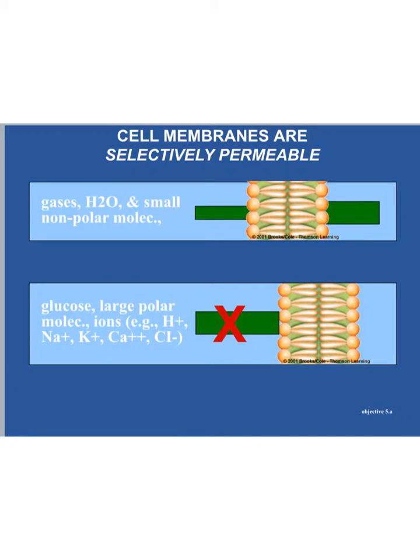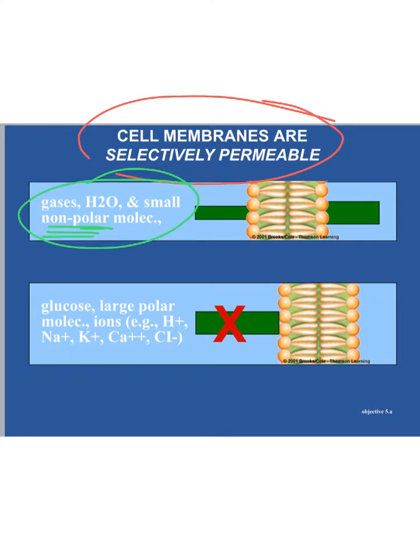Okay, so the cell membrane, remember, controls what comes into and what goes out of the cell, and it is what we call selectively permeable. That means it allows some things to easily pass through the membrane and other things not so easily. So things like gases, water, and small non-polar molecules can easily diffuse across the membrane. And these non-polar molecules are key because, remember, most of the structure of the membrane is non-polar.